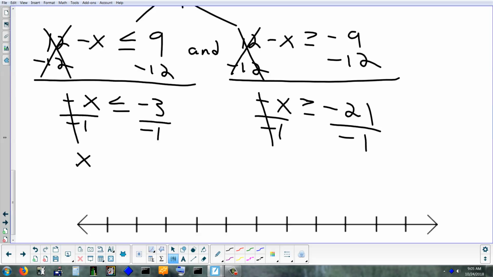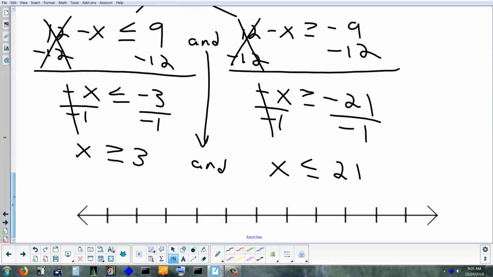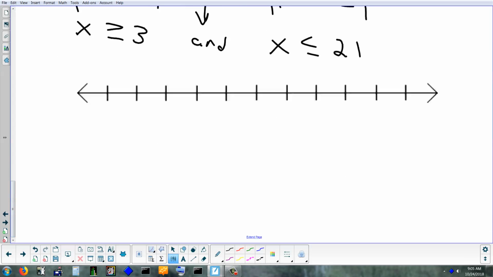I get x, but now what do I want to be careful about? Flip the sign. So x is greater than or equal to 3, and what's going to be my other one? Flip my sign again. That's good, and usually that's the mistake people make, they forget to flip it. And negative 21 divided by negative 1 is 21. So x is greater than or equal to 3, less than or equal to 21.